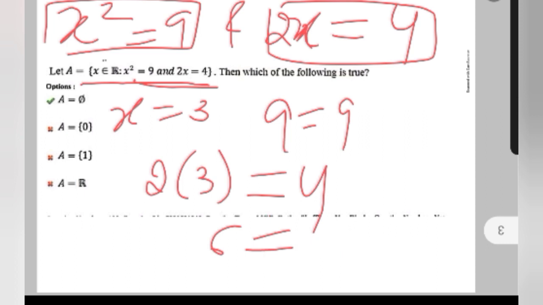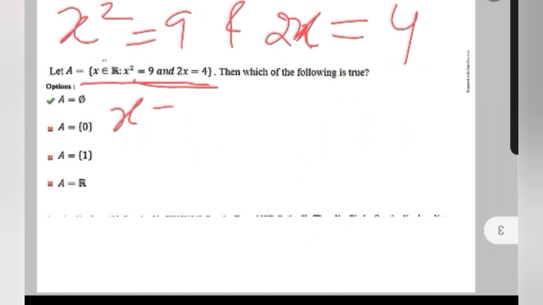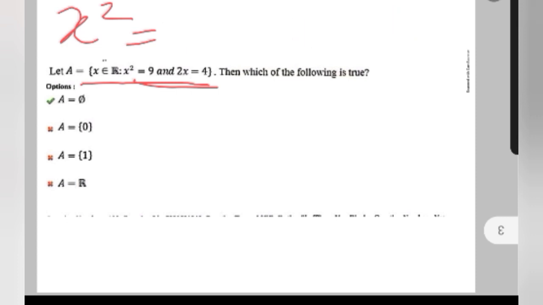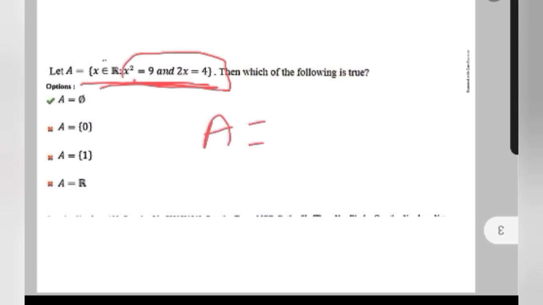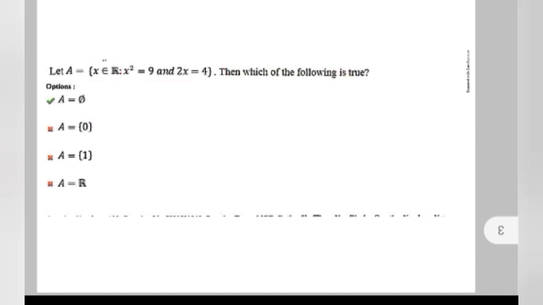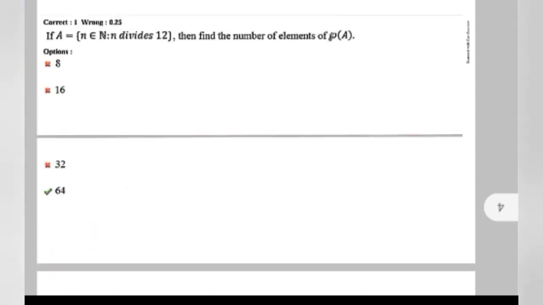So you are not going to get any element which satisfies both the conditions. There doesn't exist any element. If there is no element which is going to satisfy both the conditions, it means A will be empty. No element is there. So option A is correct. This one is correct. So let's move to the next question.